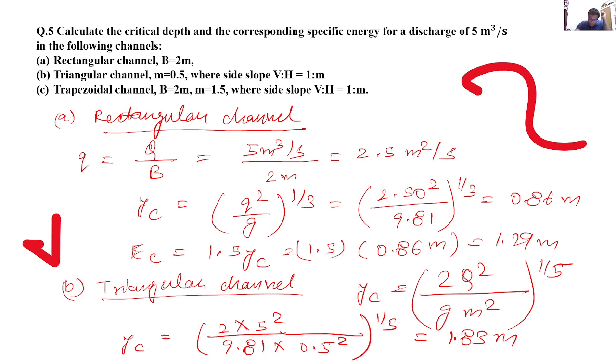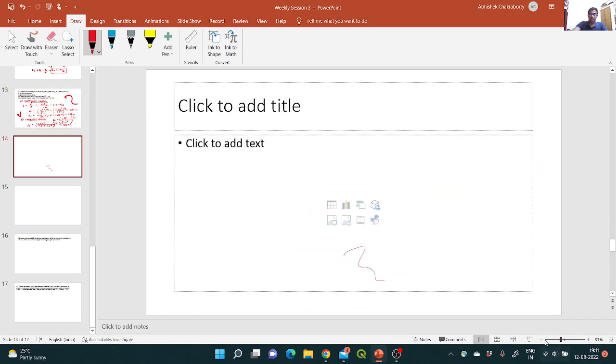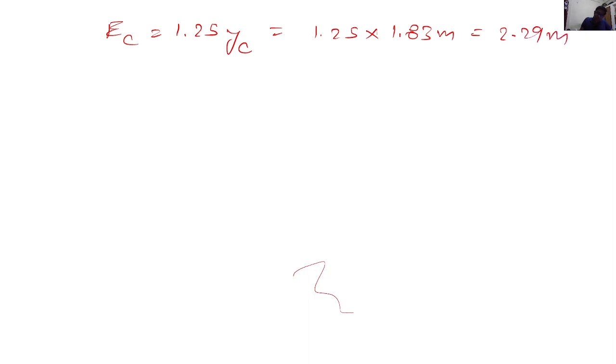So we were in the triangular channel section. We're trying to find out the critical depth and the corresponding specific energy for a discharge of 5 meter cube per second in the following channels. We were in part B. So Yc is found out as 1.83 meter. Let us move and solve the next part. The critical energy, as we found out, was 1.25 times Yc for a triangular cross section. So it is 1.25 times 1.83 meters, which is equal to 2.29 meters.